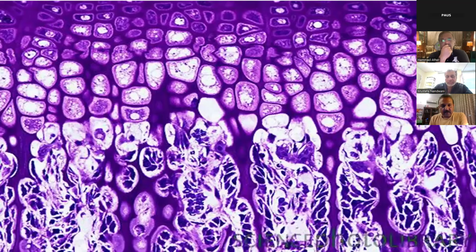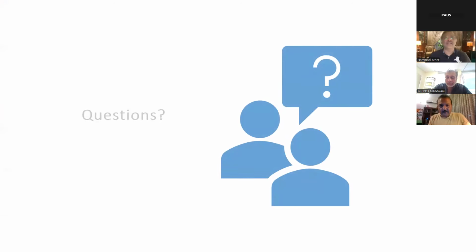So with this, I finish. This is nothing to do with the urology. This is chondrocytes in the epiphyseal plate. So these histology images, sometimes they look really pretty in the microscope, and sometimes I do use them as a wallpaper. So with this, I thank you.